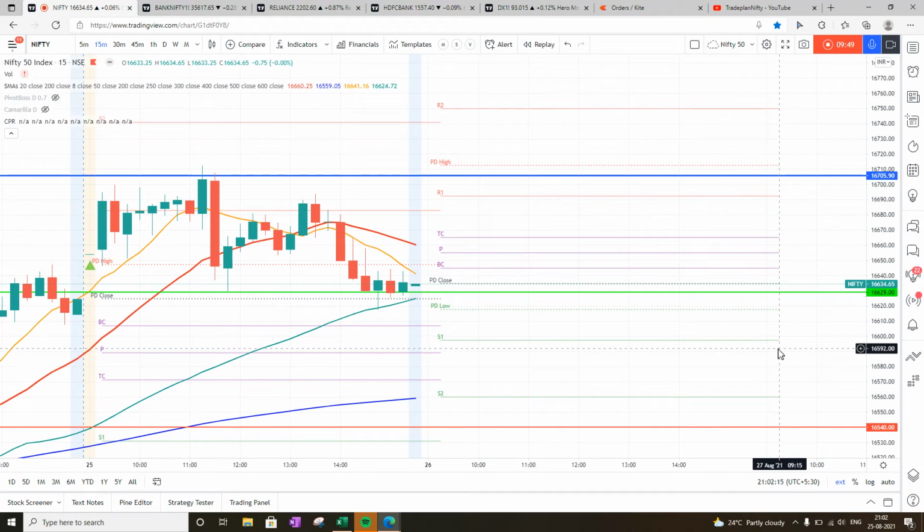So tomorrow is a tricky day, and tomorrow is going to be a trending day. Ensure that you are on the right side of the trade. Please consult your financial advisor before you take any trade.